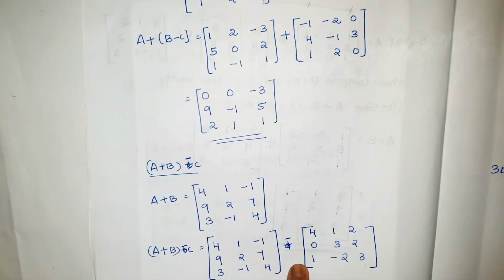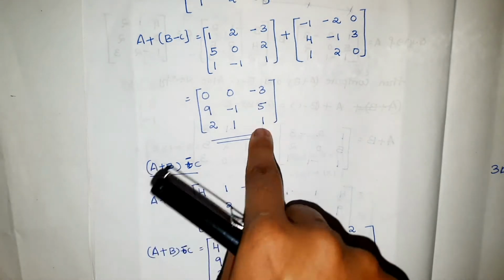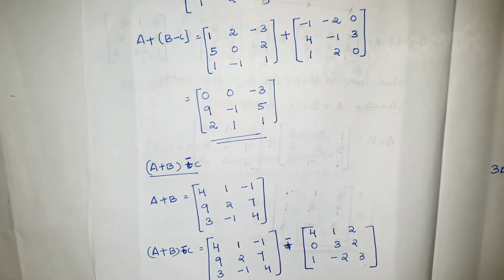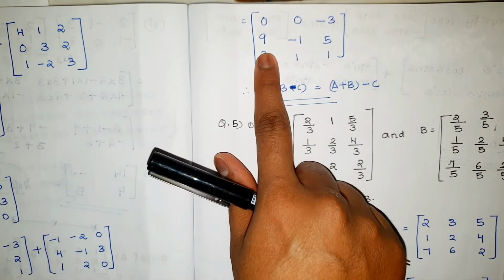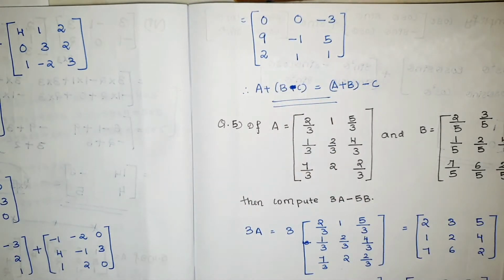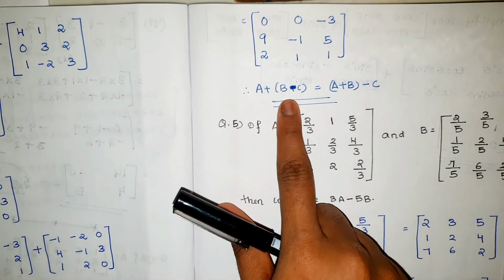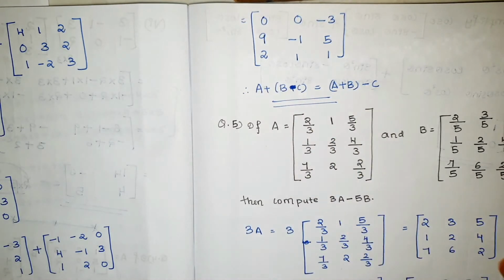So A plus B minus, this is our matrix C. We have to find whether this and this are equal. What is the answer of this operation? So students, our answer is 0 0 minus 3 9 minus 1 5 2 1 1. We got the same answer. So we can say A plus B minus C is equal to A plus B minus C.